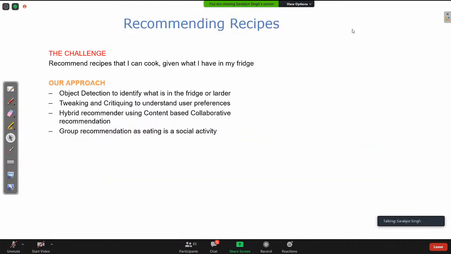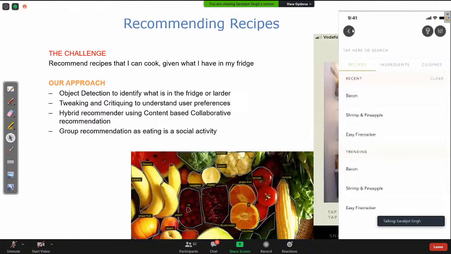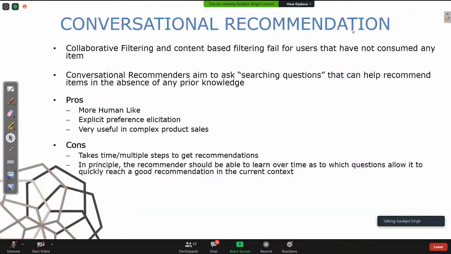Another recommender system that we built was an app for a US customer where you could take a photograph of your fridge and maybe your fruit and vegetable basket, and we would identify what you have in your fridge and in your kitchen and start recommending recipes that you could actually cook for your family. And of course, this has interesting aspects to recommendation. Food is a group activity. Families and friends eat together. So it brought around ideas of group recommendation.